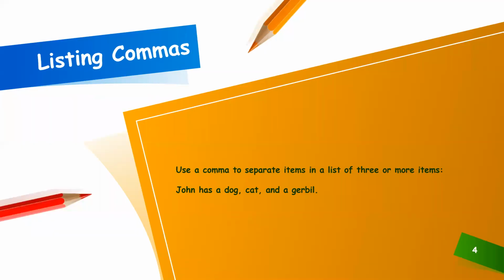All right, so another, I would call this a common error as well. But it's something that typically you learn in grade school, that you should use commas to break up a list of three or more items. So, very simple sentence here: John has a dog, cat, and a gerbil.